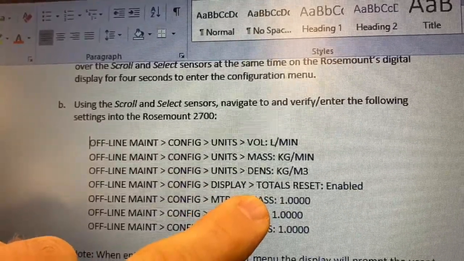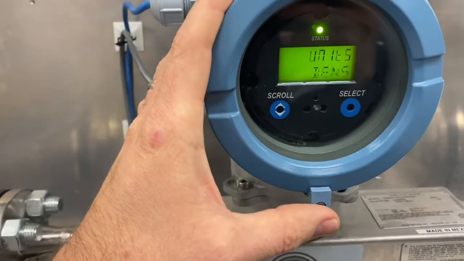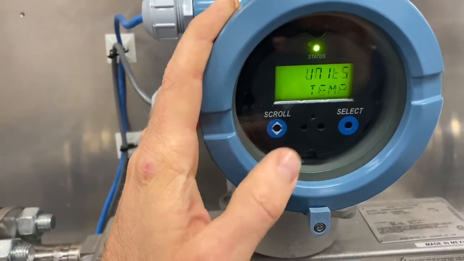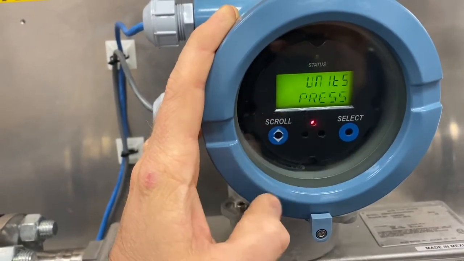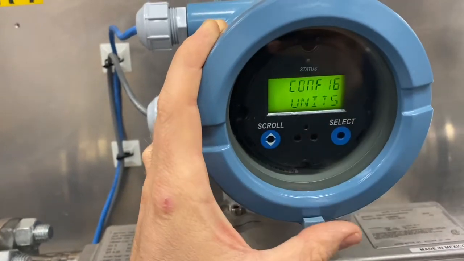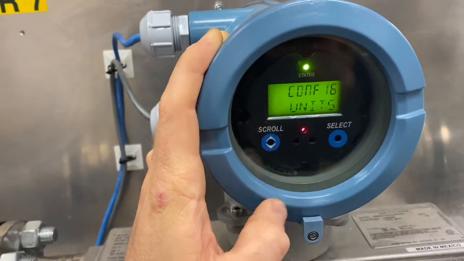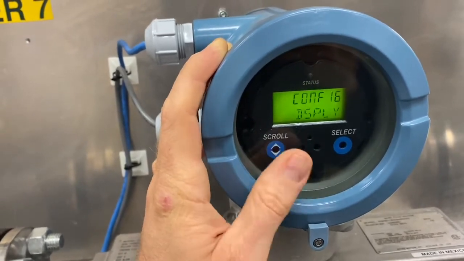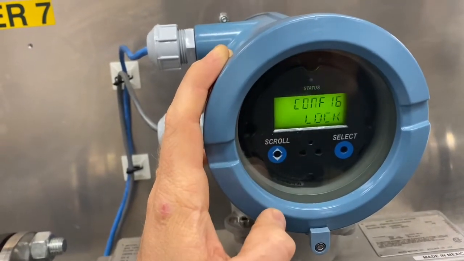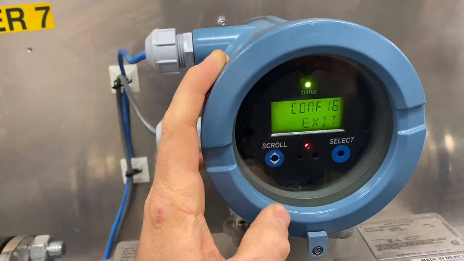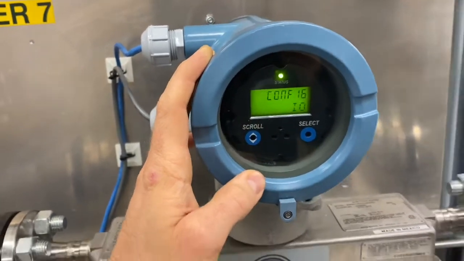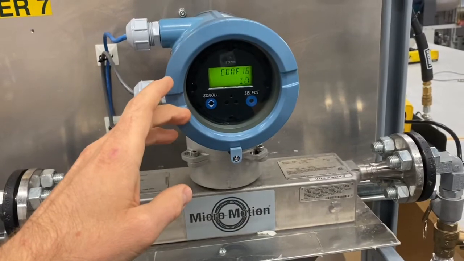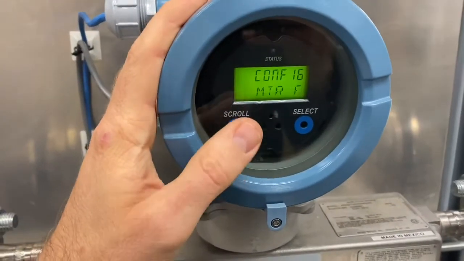Total reset, we want that enabled. So if we go back over here, we're going to scroll over till we get to exit out of units, and we want to find total reset. There's meter factor. Just check to see. Oh wait, we need to go out one more level.